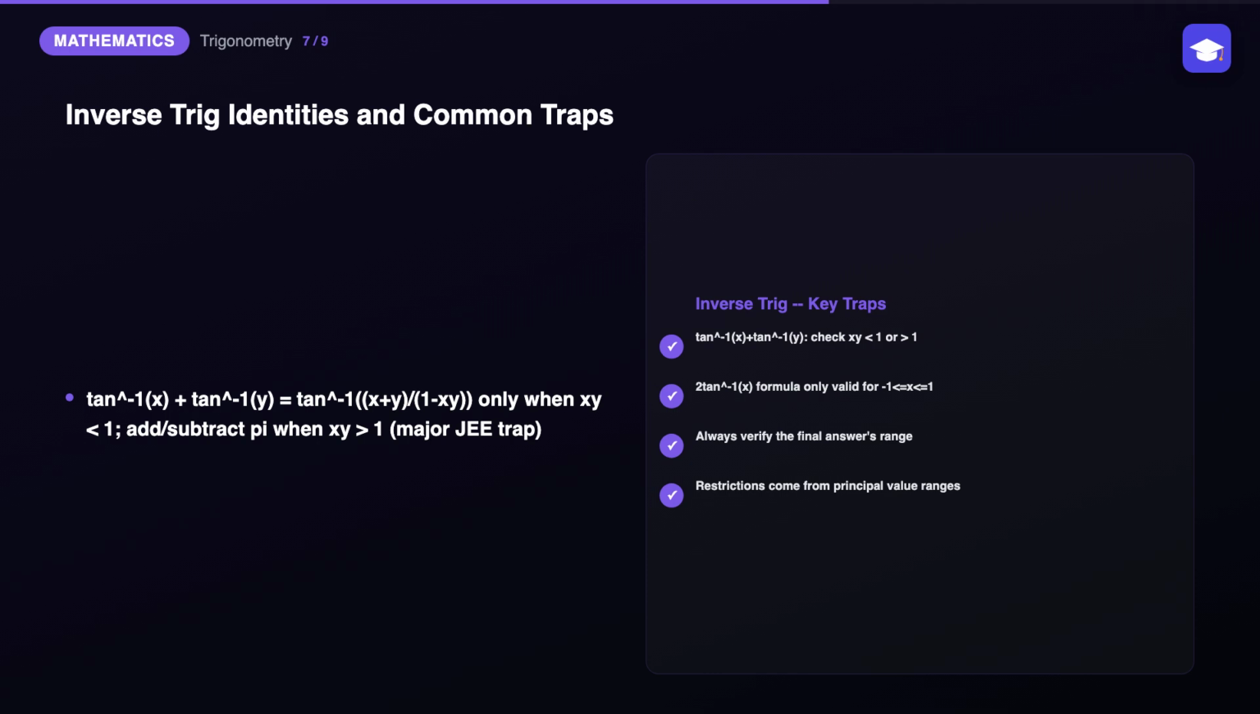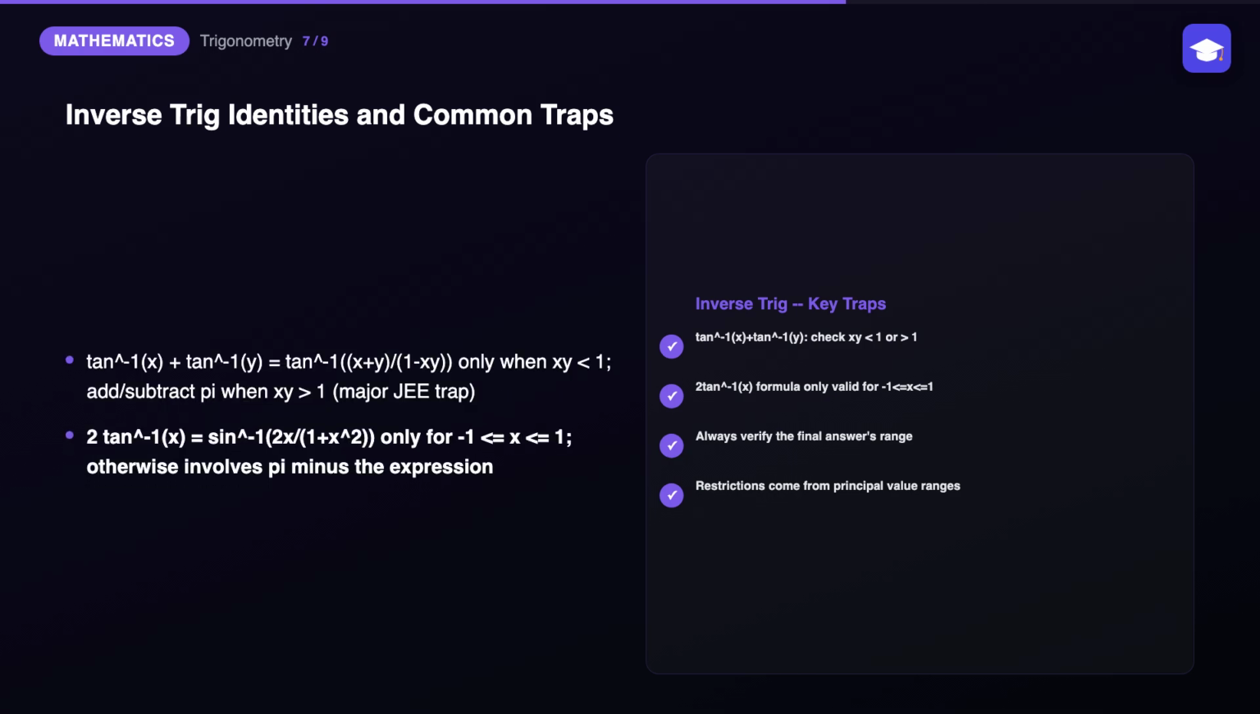But critically, this specific identity only holds true directly, without any needed adjustment, when the product xy is less than 1. If xy is instead greater than 1, you must add or subtract pi to account for the otherwise hidden branch shift, depending on the individual signs of x and y. This exact condition is commonly the single most frequently tested trap throughout this entire inverse trigonometry topic.